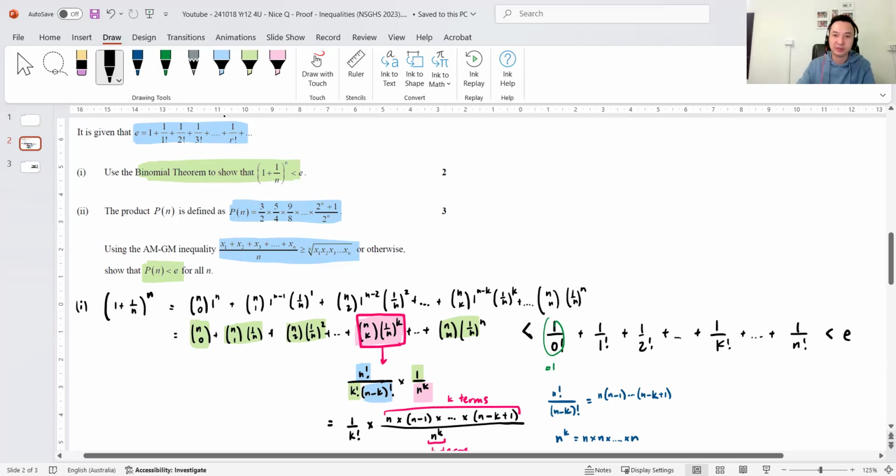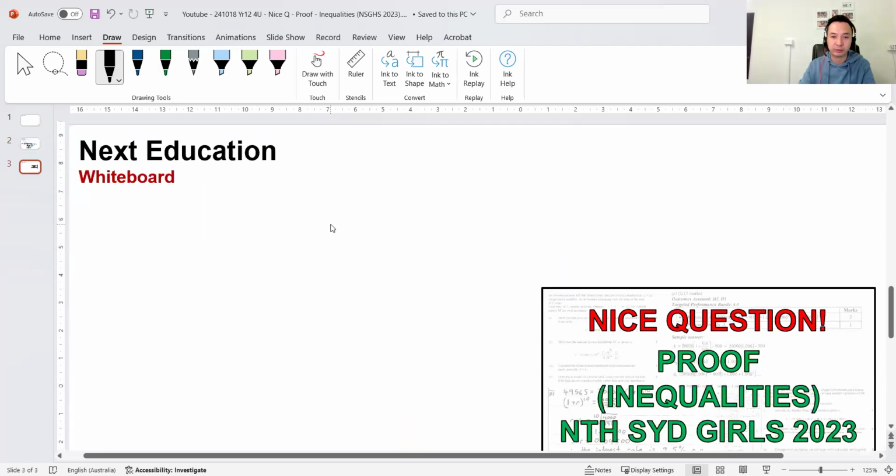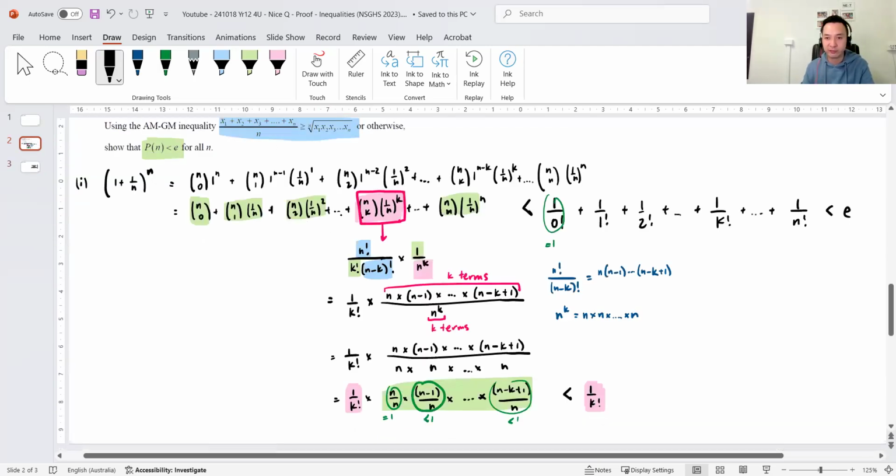So done it. Maybe I'll put a little space for conclusion. Therefore, 1 plus 1 on n, to the power of n, is less than e. It's nice, right? So just play that back.